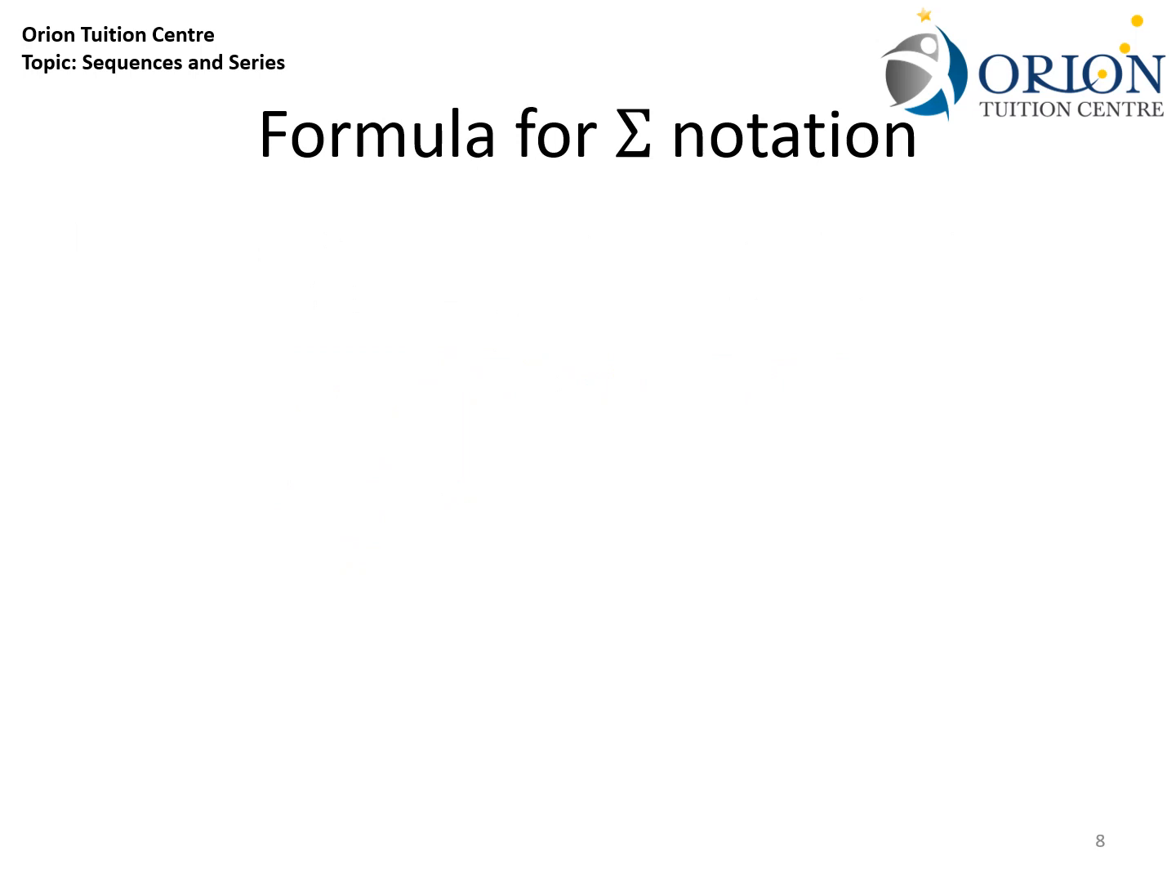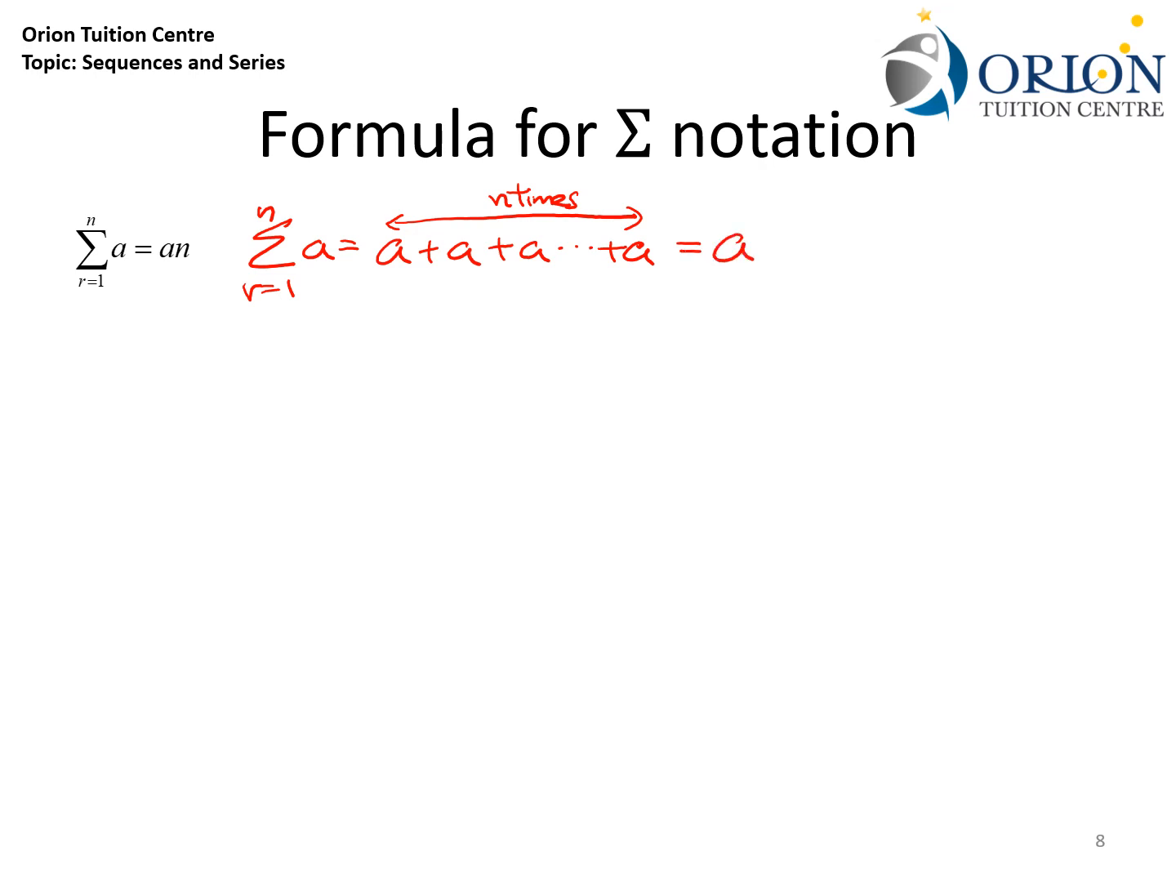In using the sigma notation, there are some formulas that we can also employ. The first is the summation of a, which is a constant. It gives us a times n. How this is obtained is pretty simple. Since a is a constant, the summation of a will be simply a plus a plus a for n number of times. And therefore, this becomes n times a, which is an.